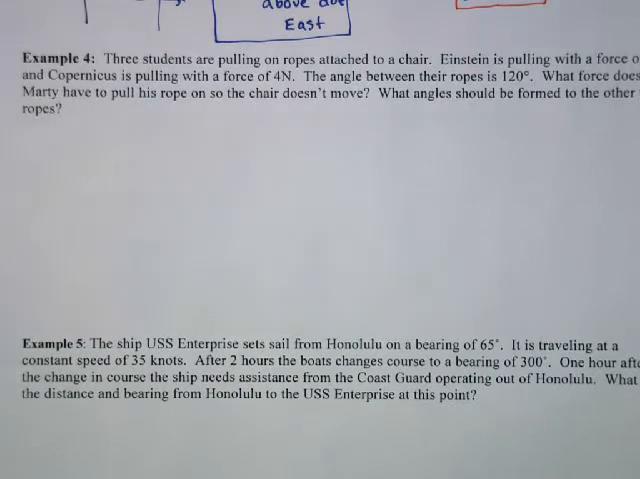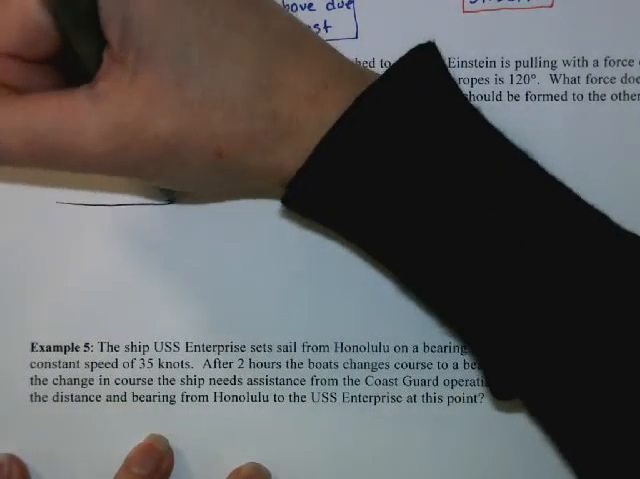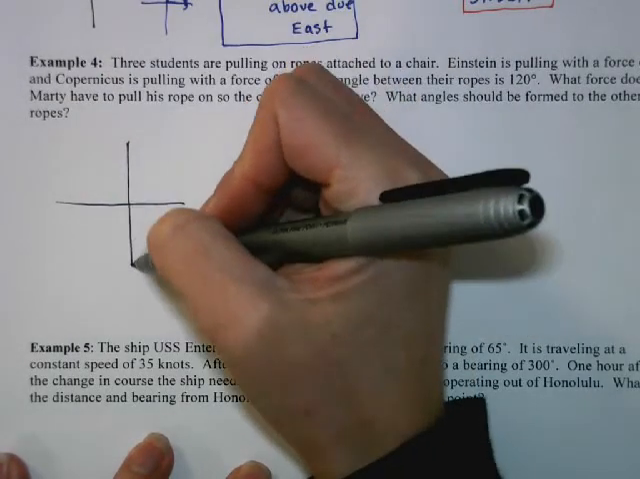All right, another physics situation. We have 3 students pulling on a chair. Einstein is pulling with a force of 5 newtons, and Copernicus is pulling with a force of 4 newtons. The angle between their ropes is 120 degrees. What force does Marty have to pull his rope on so the chair doesn't move? What angle should be formed between the other two ropes? So here we haven't been told what quadrants we're in and whatever. So what I'm going to do, I'm going to sketch all these together in this case.